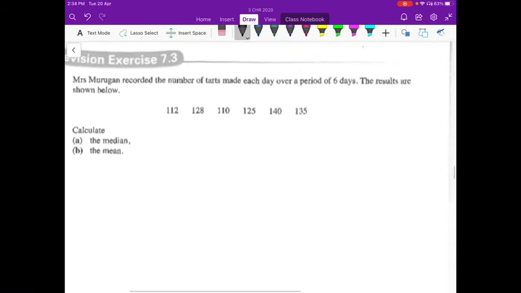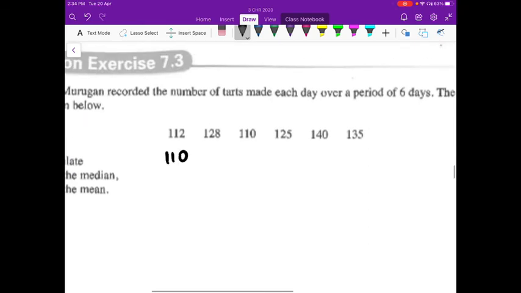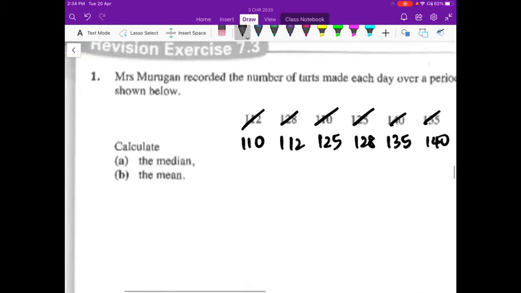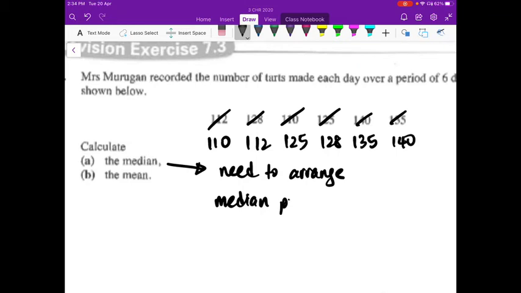Okay, median. What is the median? Need to arrange first. 1, 1, 2, 1, 2, 5, 1, 2, 8. Finding the median. Need to arrange. Remember we had a boy standing shortest to tallest? Yes. So need to arrange. Then the median position.